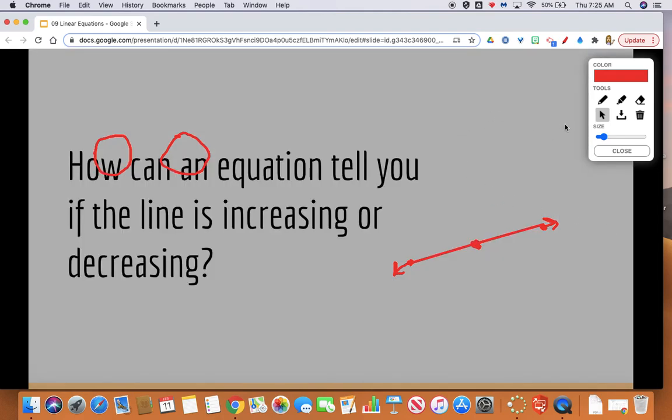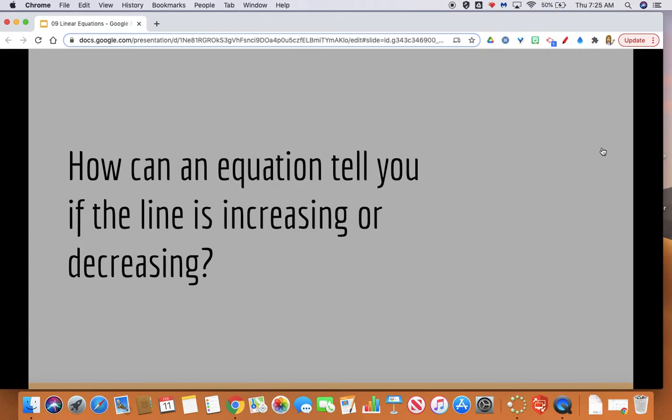How can an equation tell you if the line is increasing or decreasing? One thing you can look at is your slope. If your slope is positive, your line will be increasing, going up. If your slope is negative, your line will be decreasing, going down.